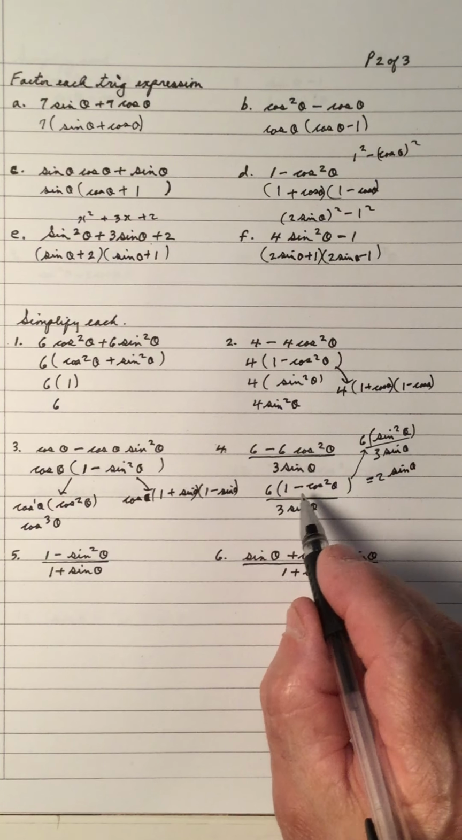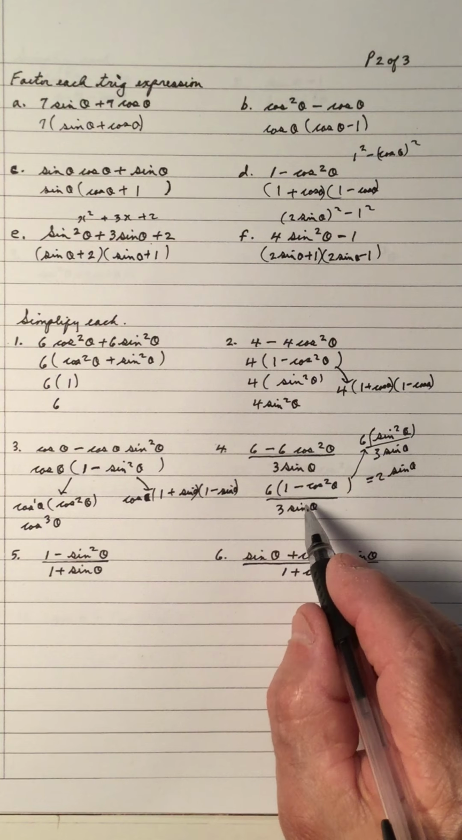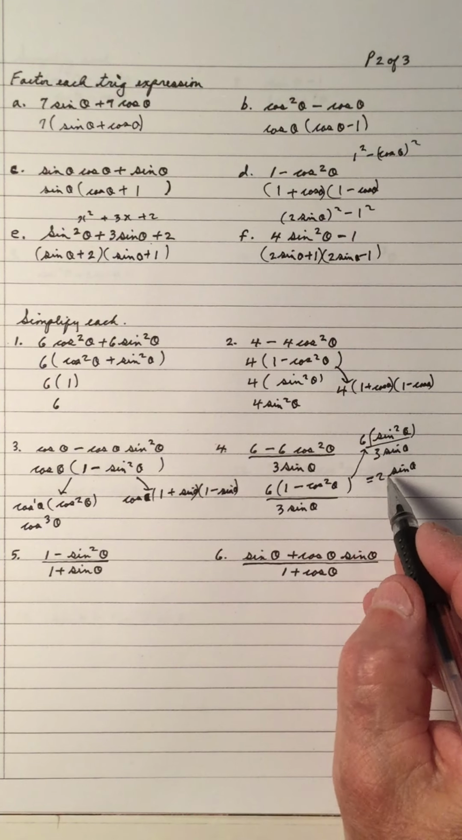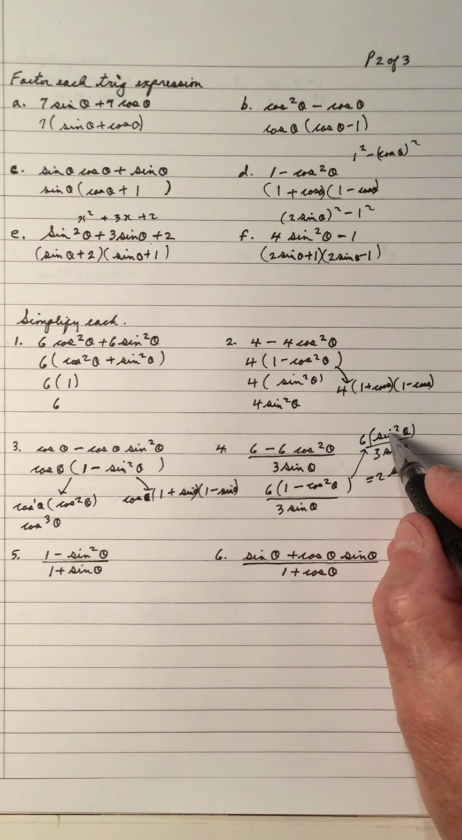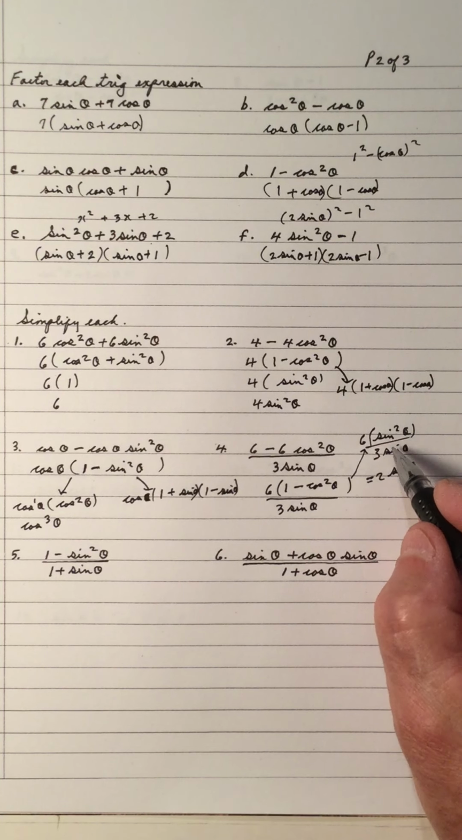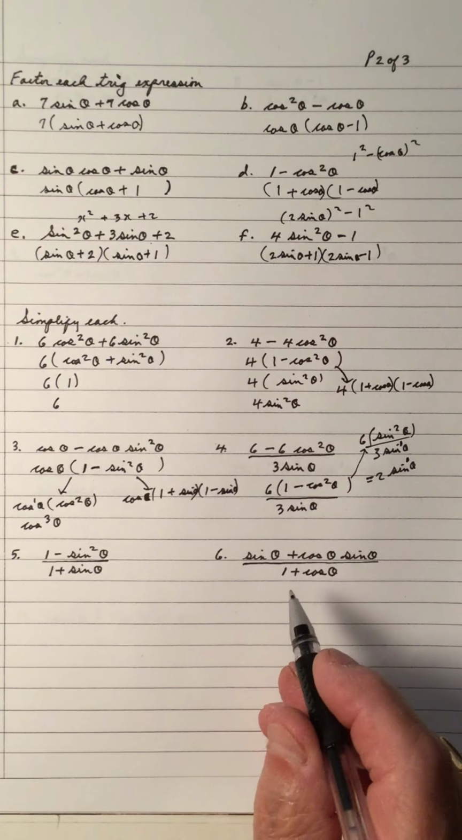Again, I could factor this, but if I did factor this as 1 plus cos, 1 minus cos, I wouldn't be able to simplify it any further. But because I changed 1 minus cos squared to sine squared, then sine squared divided by sine, 2 subtract 1 is 1. That's a 1 there. And when we divide, we subtract the exponents, we get a 1.